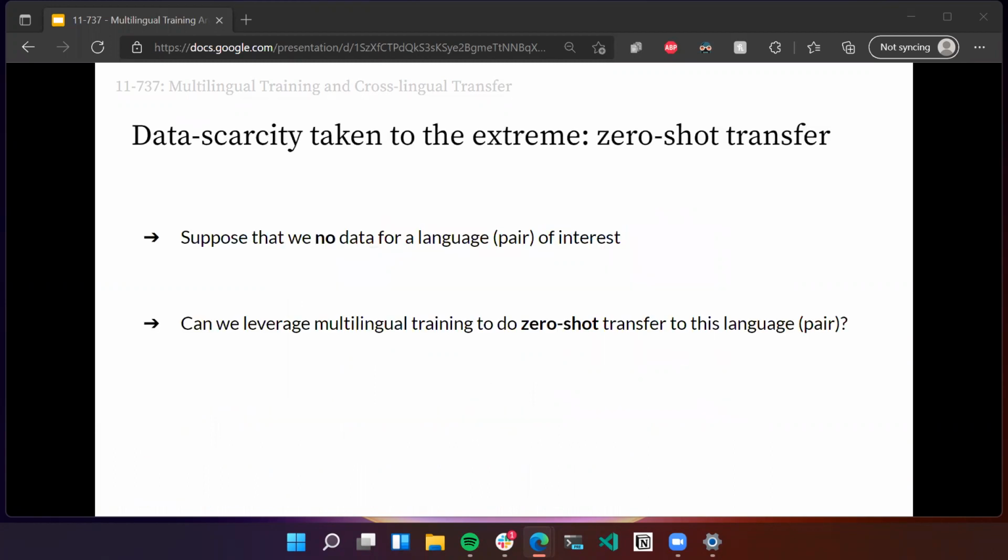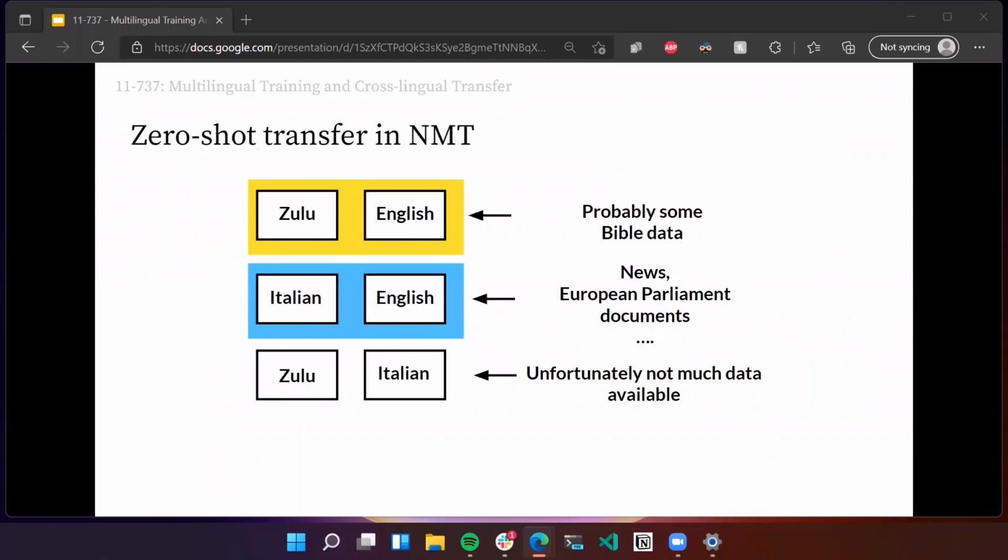Okay, so let's take this to the extreme. Let's say we have no data for the language or language pair of interest. Can we somehow still get a model that works on this by leveraging multilingual training? This is generally known as zero-shot transfer. And at the beginning, you might think no, but let's consider the case in NMT.